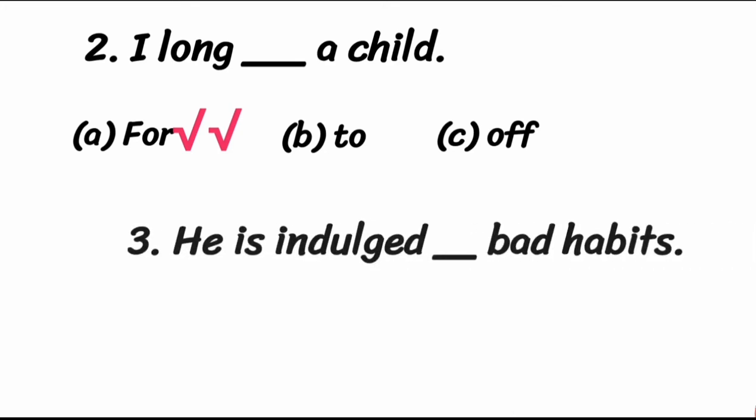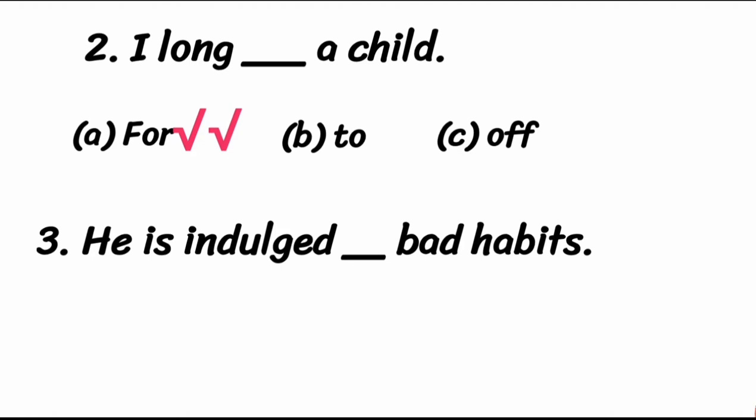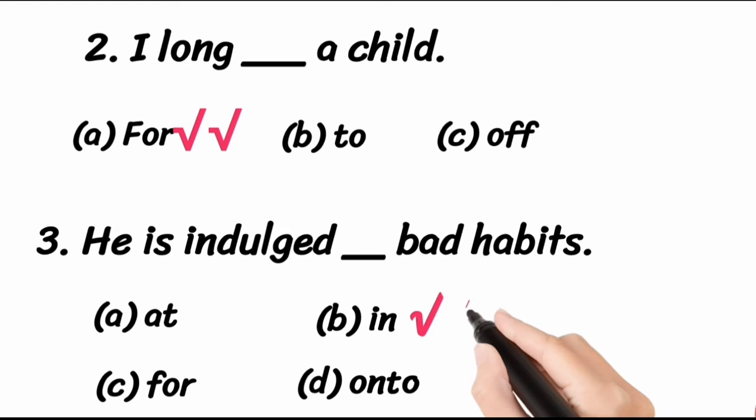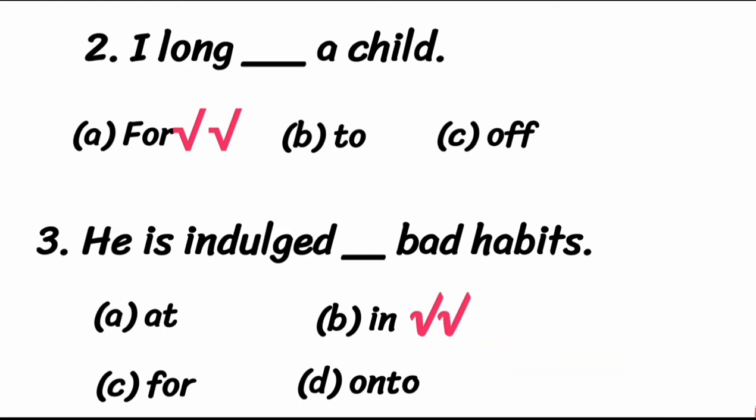Third question is, he is indulged dash bad habits. Option A at, option B in, option C for, option D onto. So the preposition that the word indulged takes is in. He is indulged in bad habits. इस सेंटेंस की उर्दू में मीनिंग होगी वो बुरी आदतों में मुलविस है या मुब्तला है. So indulged takes preposition in.